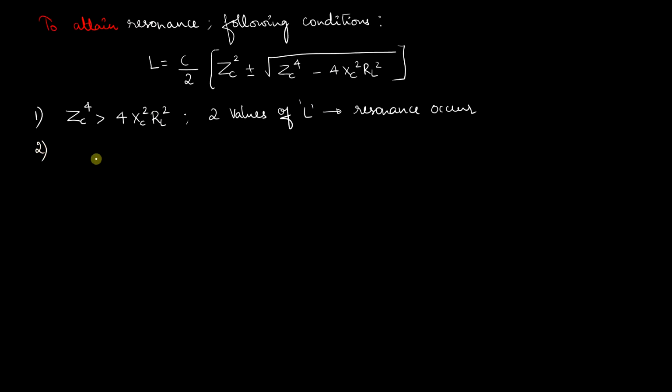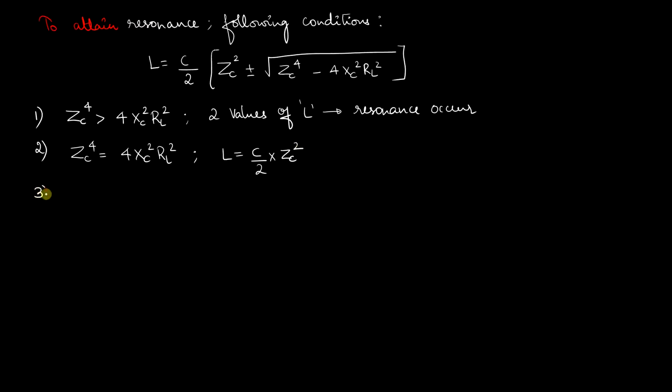Second case, we will see if Zc to the power 4 is equal to 4xc square into RL square. In this particular case, this entire second part of the equation will be equal to 0. And in this case, the value of the inductor L will be equal to C by 2 multiplied with Zc square. So you will have only one value for the inductor at which you can attain the resonance.